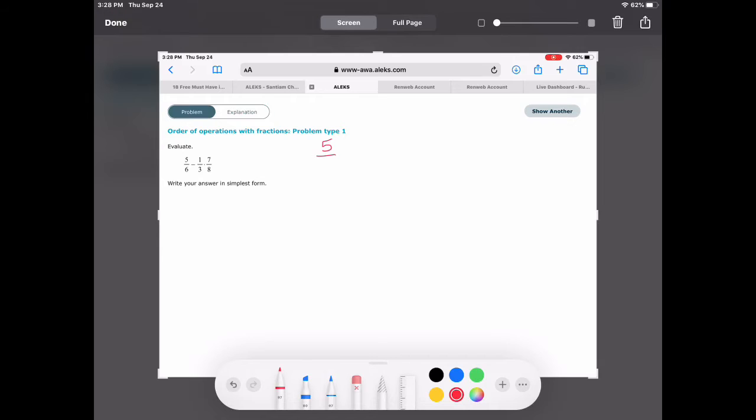Remember that in order of operations, we want to do parentheses first, there are none, exponents second, there are none, and then we can do multiplication and division. Right here is our multiplication, so we're going to ignore this 5/6 for a minute and do the multiplication. When we multiply fractions, we multiply the top and we multiply the bottom. And so here we would get 1 times 7 is 7, 3 times 8 is 24, and now we have to do 5/6 minus 7/24.